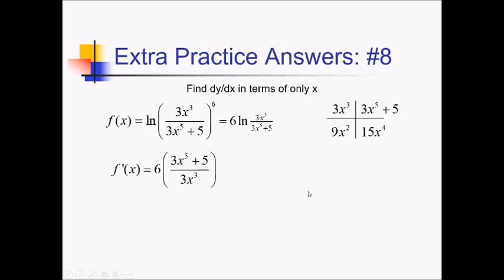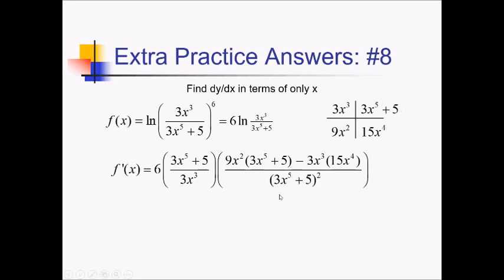So my general format, I've got u prime v minus u v prime over v squared. So u prime v, that's going to be 9x squared times parentheses 3x to the 5th plus 5. So we're going this way. Minus u v prime, so that's 3x cubed times 15x to the 4th, and we're subtracting all that, over v squared, so that's this stuff squared. And there it is.